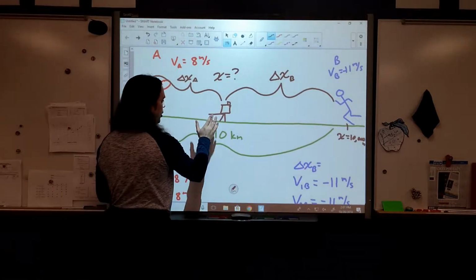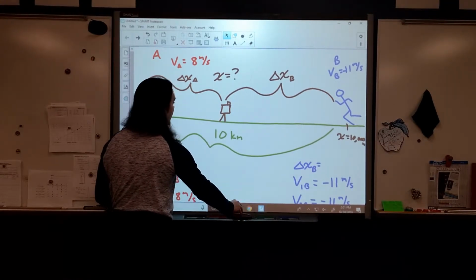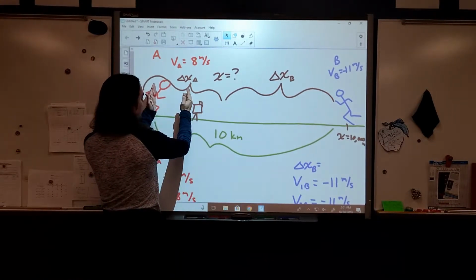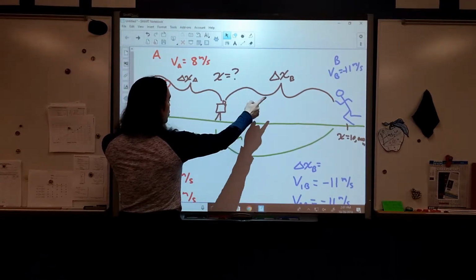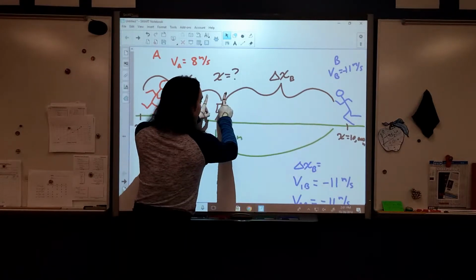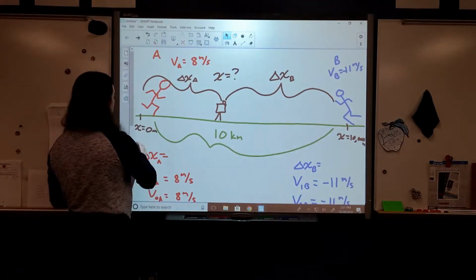And no matter if I move the camera, oops, edit undo. There we go. No matter if I move the camera over here, well then this would get shorter, but what would happen to this? It would have to get longer, because both of them have to have gone a given displacement to meet up. And this is where having it drawn out helps out a lot.